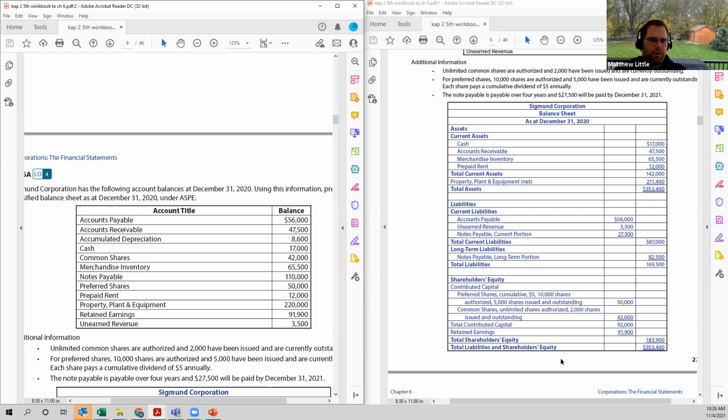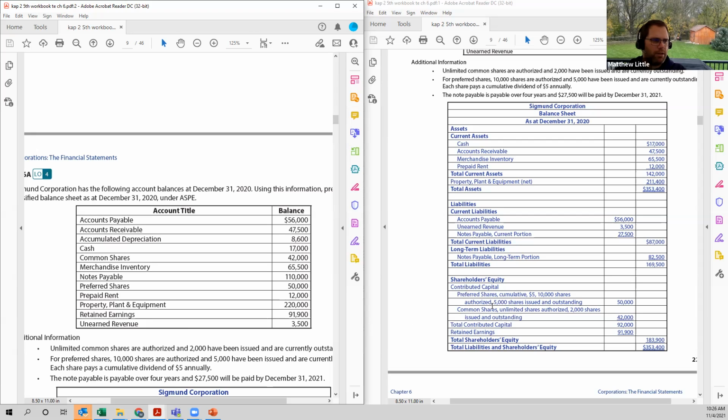Then to display the shareholders' equity section, you first of all start with your contributed capital, which in this case are your share values. And then you need to disclose how many are authorized versus how many are issued. So first of all, we start with preferred shares. They are cumulative, we're told.